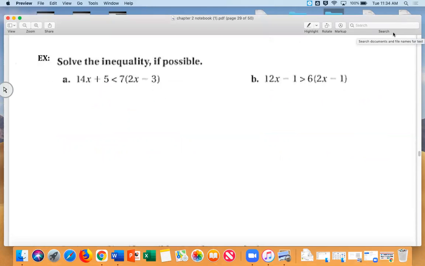Now, these directions, and these are the difficult problems that we have, these are multi-step. So we're going to have more than 2 steps. So what we have here is a lot going on with the problems. So we have to break them down.